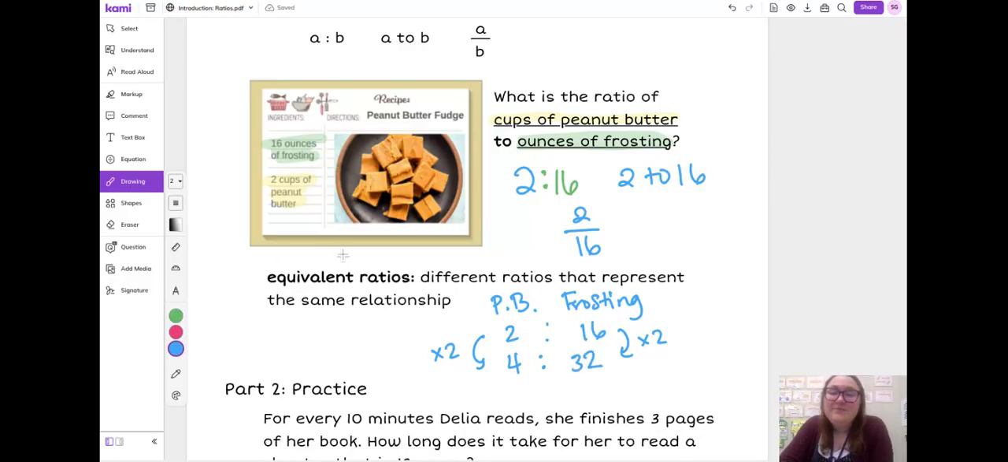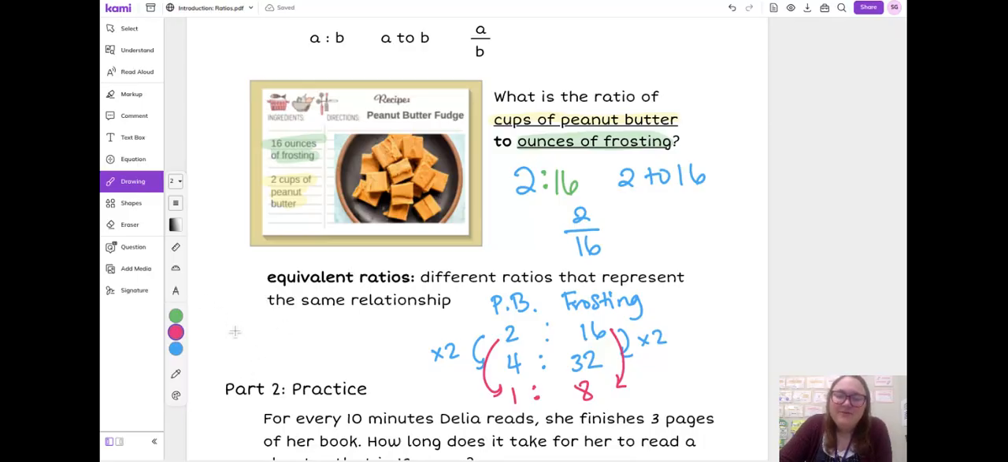Or maybe this is too much fudge and maybe you want less. So I could divide both those numbers by 2. I could do 2 divided by 2. I'll do this in a different color, and use only 1 cup of peanut butter, and 16 divided by 2, and only use 8 ounces of frosting. All of these ratios, they look different, they are different numbers, but they would give you the same result. They would give you the same type of fudge, just more or less. And so these are examples of equivalent ratios.